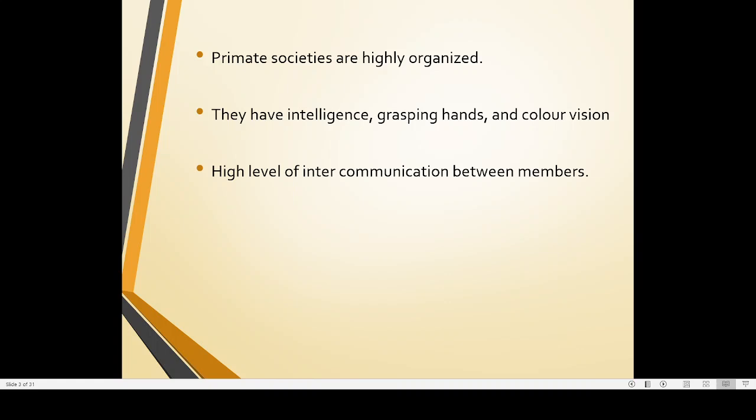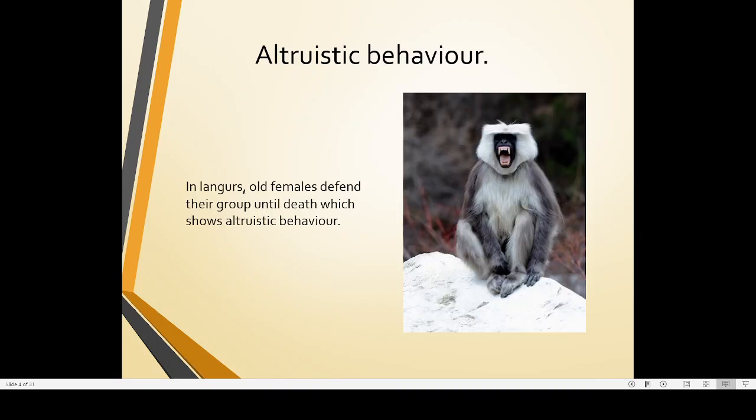And they have a higher level of communication between their members, mainly because of higher intelligence. Now we will see what are the main social behaviors exhibited by monkeys.